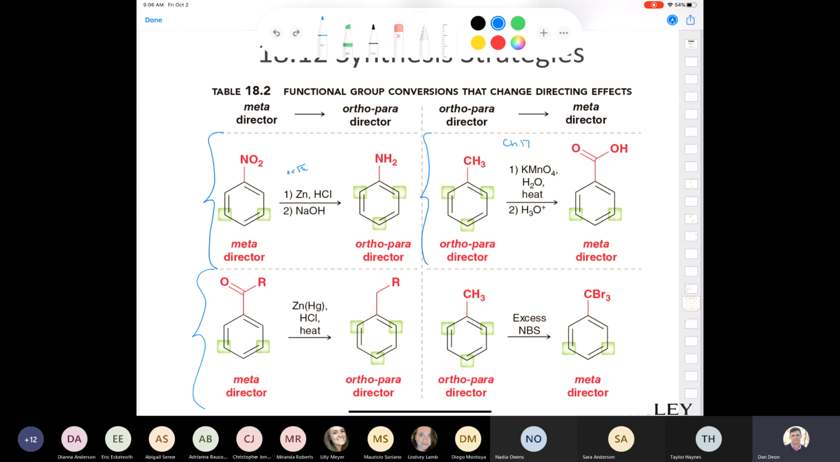And what else? Here with a methyl group again on toluene, which again is an ortho-para director, if we treat that with excess NBS, we do a tri-benzylic bromination, if you will. Again, this is a chapter 17 reaction. We could make this tribromotoluene, and that's going to be so strongly electron withdrawing that it is going to be a meta director. Okay, so again, I think you should be fully aware of everything that's going on in this slide moving forward.